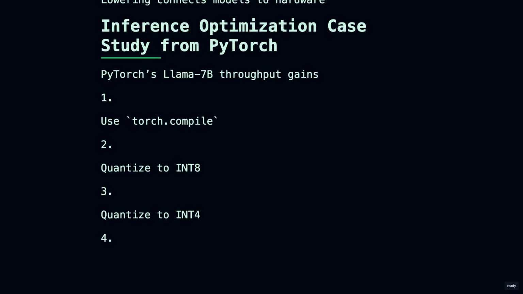Finally, PyTorch adds a decoding strategy that improves generation speed without changing the core model architecture.